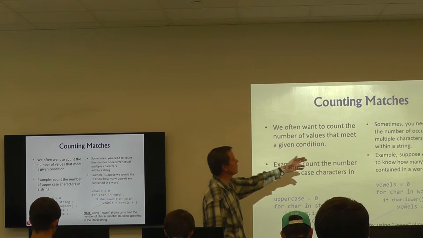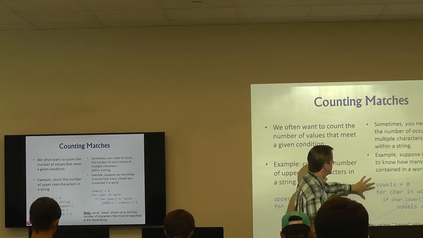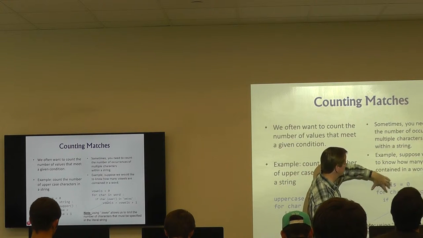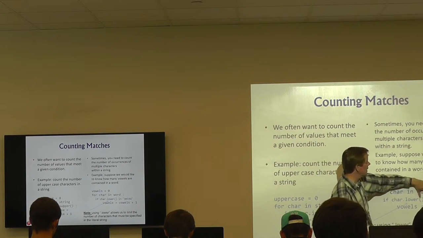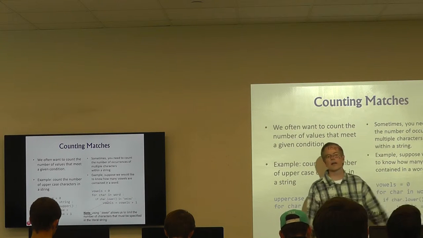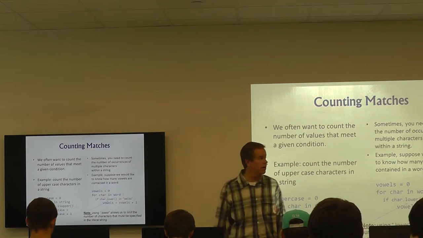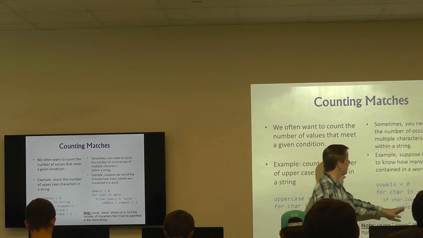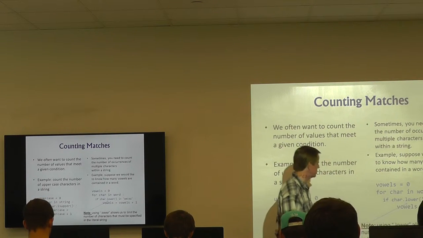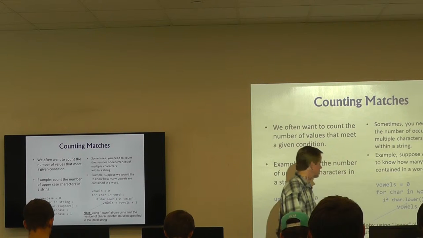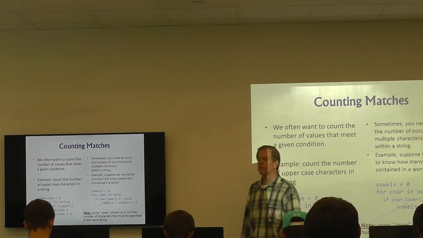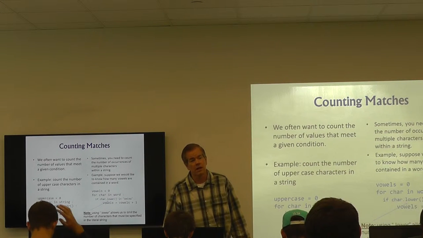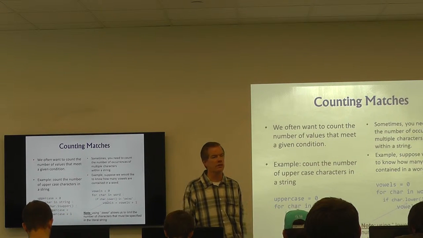Sometimes you need to count the number of occurrences of multiple characters in a string. So if we have, for example, vowels equals zero, for char in word, if char.lower() in, and then we have a range of letters, A, E, I, O, U. So if we find it in there, yay, we found a vowel, and we go ahead and we increment the number of vowels. Using dot lower allows us to limit the number of characters that have to be specified. Remember, we're just checking for lowercase vowels. Otherwise, we'd still have to check for uppercase vowels.